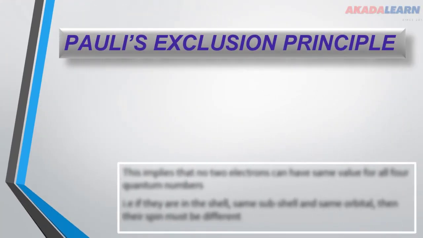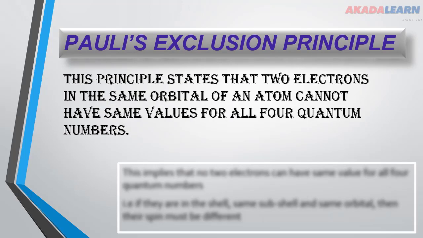So, Pauli's exclusion principle states that two electrons in the same orbital of an atom cannot have the same values for all 4 quantum numbers. Remember, we have treated quantum numbers in our previous classes. This implies that no 2 electrons can have the same values for all the 4 quantum numbers. That is, if they are in the same shell, same subshell, same orbital, then their spin must be different.